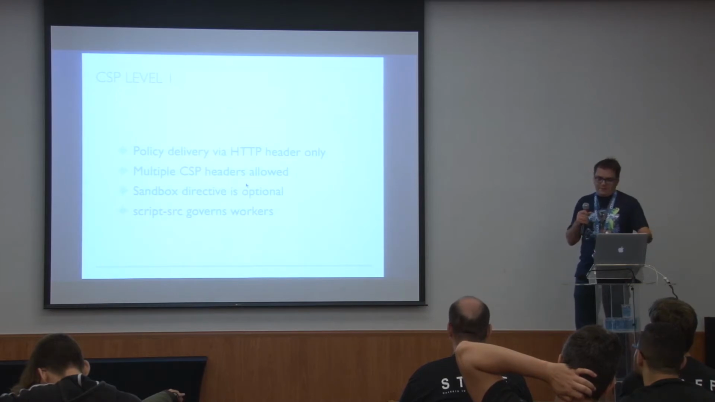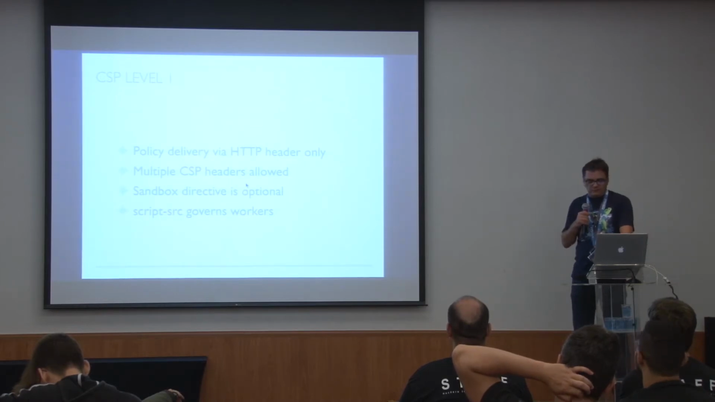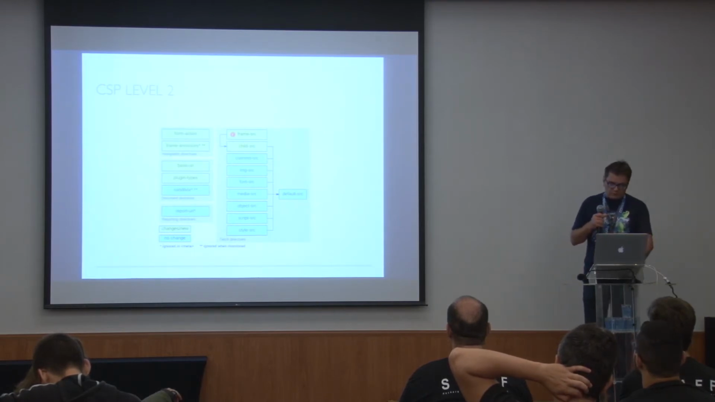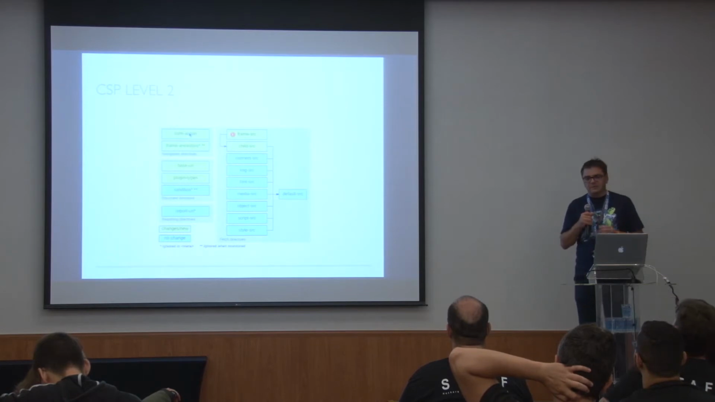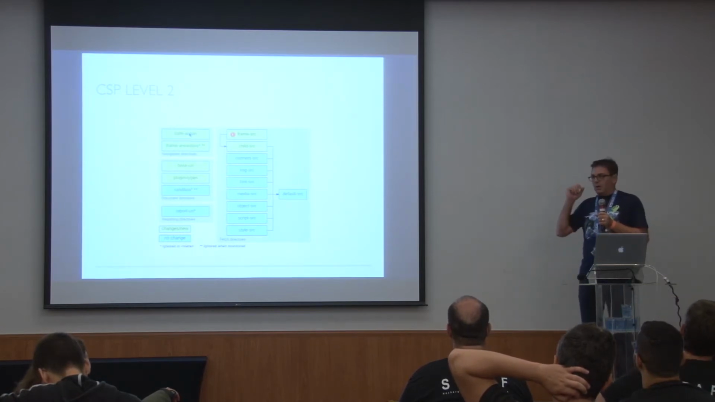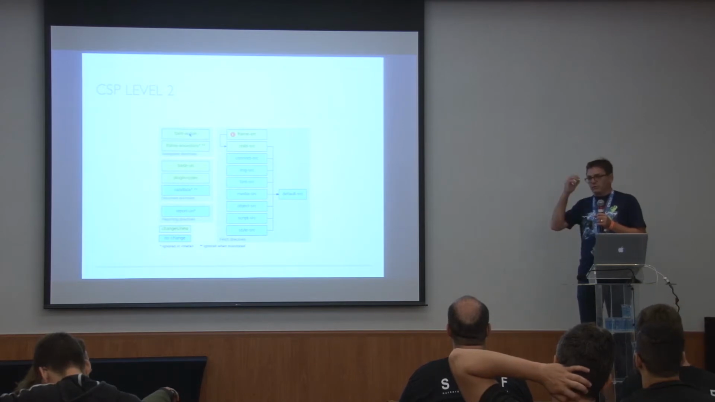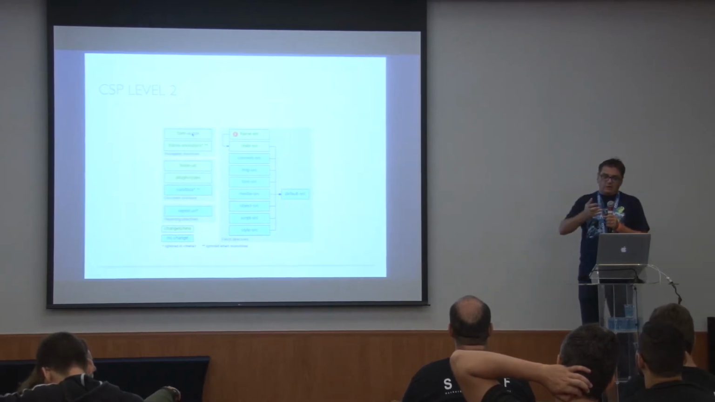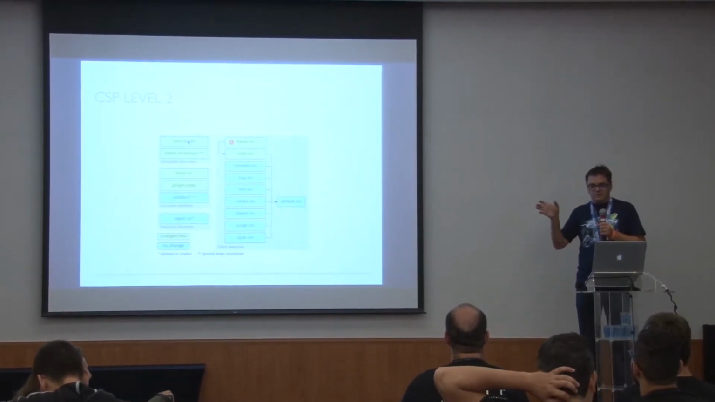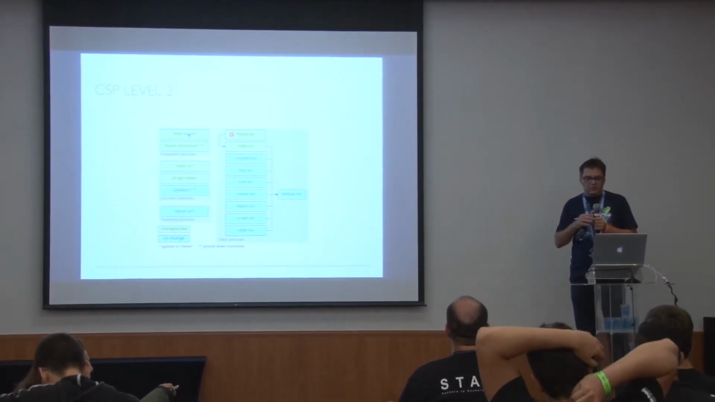And yeah, those are some details that are not really interesting. In CSP level 2, there were some expansions to the policy. You can now control, for example, where a form can be submitted. So basically, if you have an injection and a web page with a form which is supposed to submit to some URL, the attacker will not be able to override the form submission URL, the action URL.